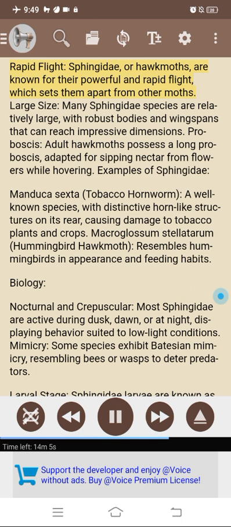Diagnostic characteristics. Rapid flight. Sphingidae, or hawk moths, are known for their powerful and rapid flight, which sets them apart from other moths. Large size. Many Sphingidae species are relatively large, with robust bodies and wingspans that can reach impressive dimensions. Proboscis. Adult hawk moths possess a long proboscis, adapted for sipping nectar from flowers while hovering.